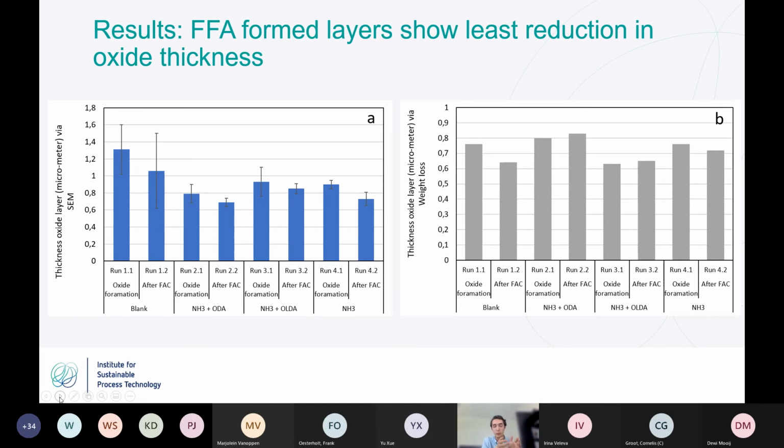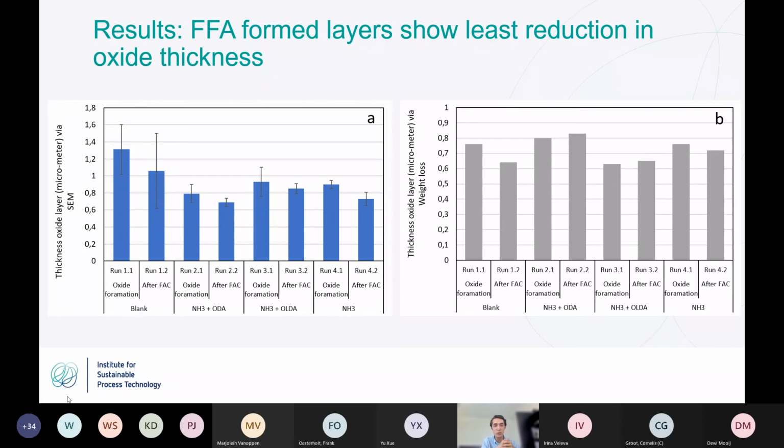So first, in run 1.1 the layer was formed, and after run 1.2 the layer was examined after the acidic FEC conditions. And what we can see in the case of graph A was a reduction for the blank of 19%, ODA 15%, ODA plus ammonia 15%, ammonia plus ODA 9%, and a surface layer reduction with ammonia of 23%. So in this case, the layers formed under the FFA presence are reduced less.